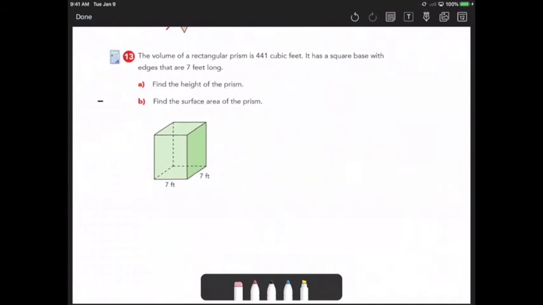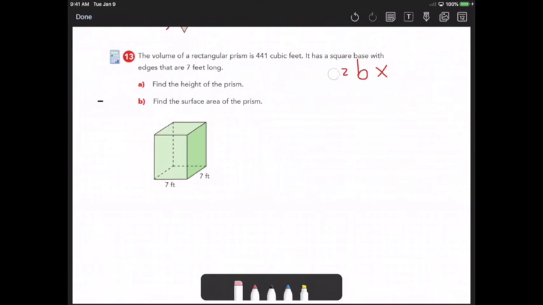So they give us the volume of the rectangular prism, which is 441. And they tell us what the bases, the edges are. And it's a square base. So what they want to know is the height first, and then we need to do the surface area. So what we do know is this. We know our formula, area equals base times height. I did that wrong. It's not area, it's volume.